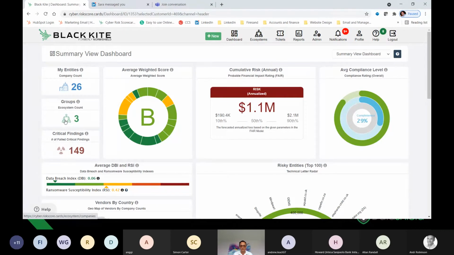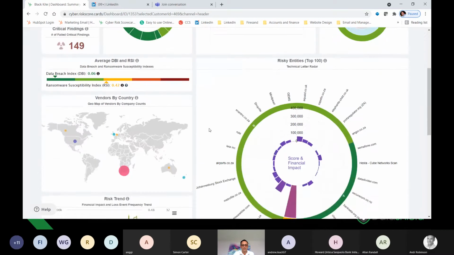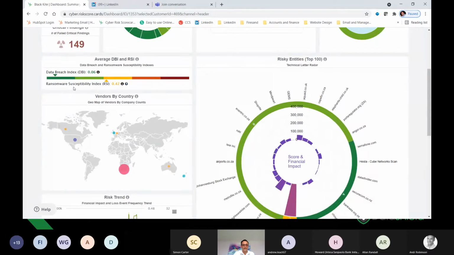What is the cumulative risk across a particular ecosystem, say my critical suppliers that are directly connected to my infrastructure? What is the average weighted score across them? What is the total financial risk across them? What is the average compliance? So this is a summary view. It will show you the average weighted score, what the cumulative financial risk is for that organization, and what the average compliance is. It looks at the average, how susceptible they are to a ransomware attack.